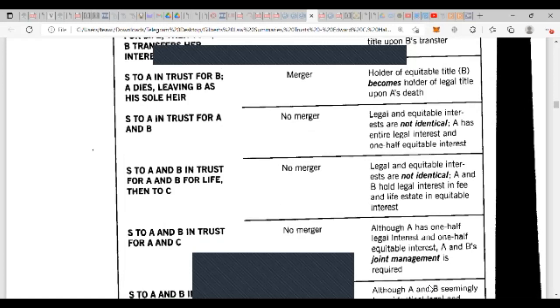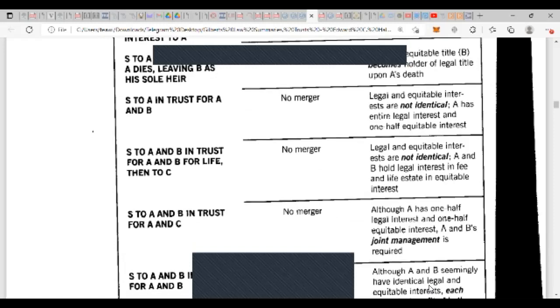A has the entire legal interest and a 1/2 equitable interest. Right, because he has legal title because the trust was given to him as trustee, but not for the benefit of B alone, but for the benefit of A and B.